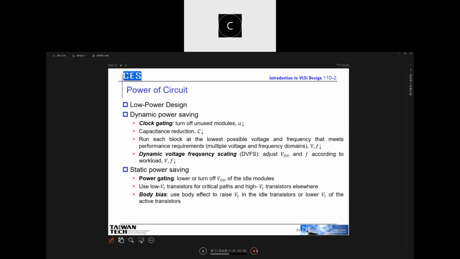Okay, and so we can use different approaches. So I give you an overview here, and then we talk about detail later on. So first of all, for reducing the dynamic power consumption, the first approach is what we call clock gating. So clock gating means we can turn off unused modules. So in other words, we can reduce the value of alpha.